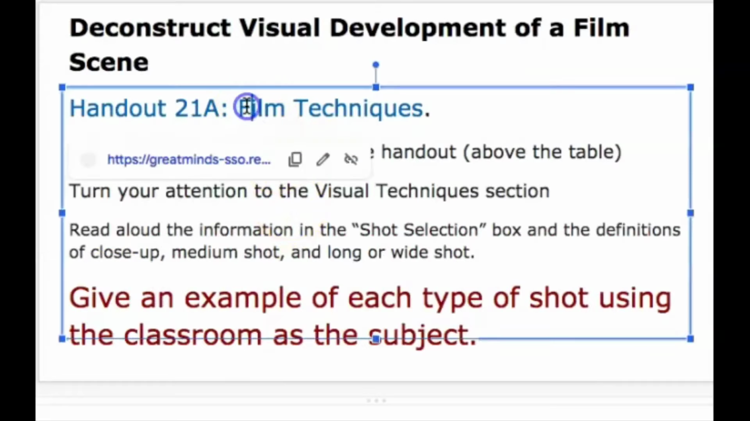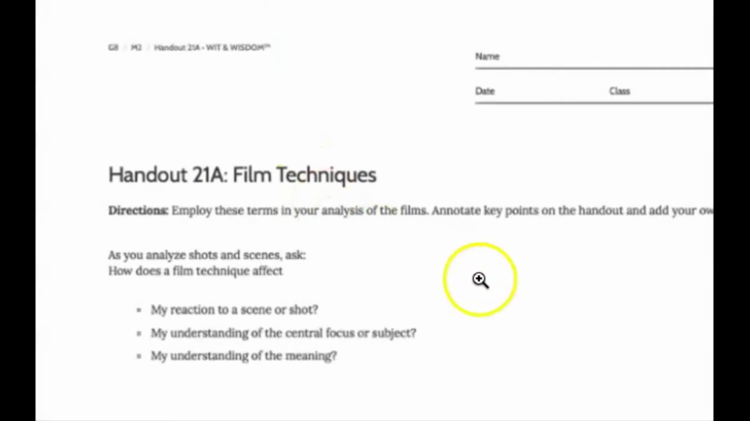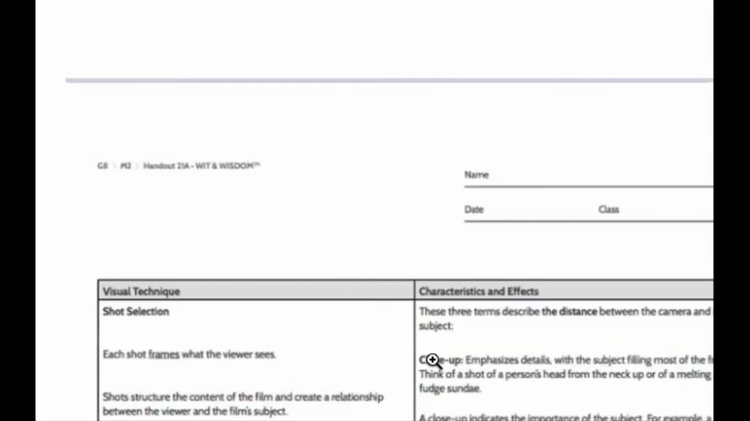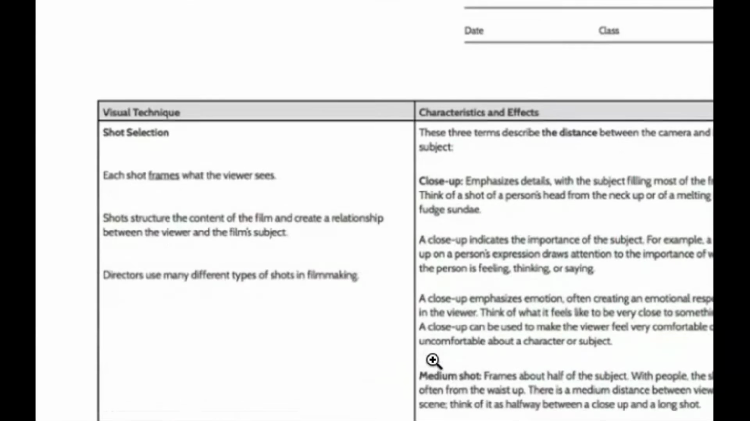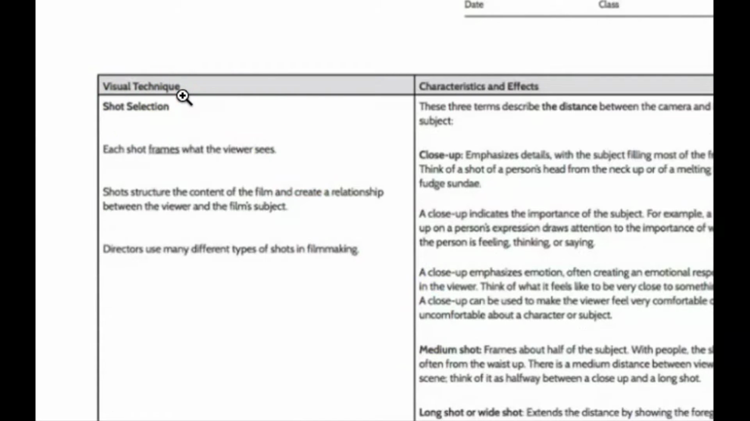Now I want you guys to look at handout 21A, Film Techniques. As you analyze shots and scenes, ask yourself, how does a film technique affect my reaction to a scene or a shot? How does a film technique affect my understanding of the central focus or the subject? How does a film technique affect my understanding of the meaning? You're going to answer these questions. But first, let's look at some visual techniques.